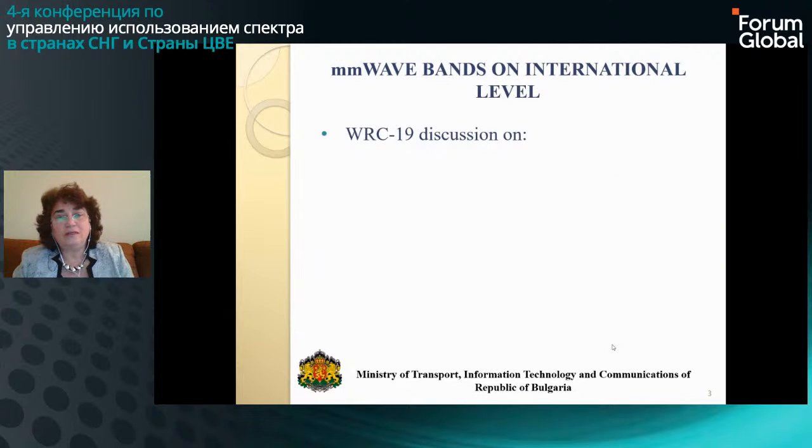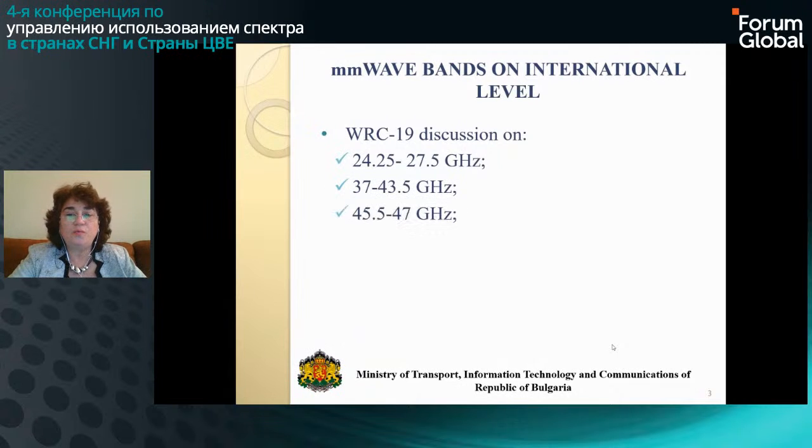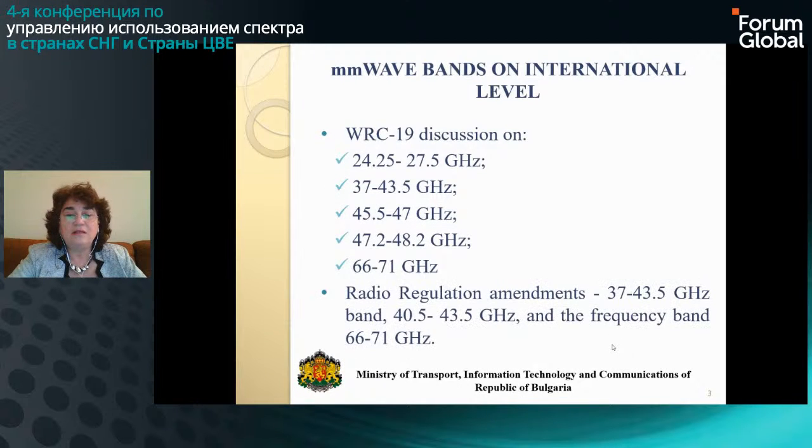What is the situation on the international level? At the last World Radiocommunication Conference in 2019, the millimeter wave bands presented in this slide were discussed, and the amendment of the radio regulation, by providing global mobile allocation and IMT, including 5G, recognized the 37-43.5 gigahertz frequency band, or part of this band, and also the 66-71 gigahertz frequency band. It's expected that the use of the 37-43.5 gigahertz frequency bands will vary worldwide.